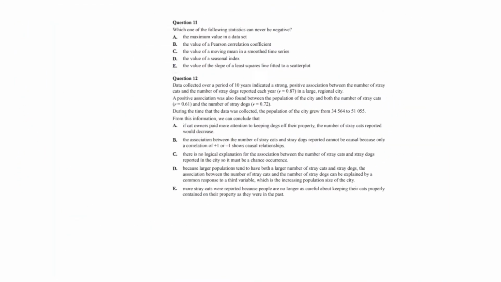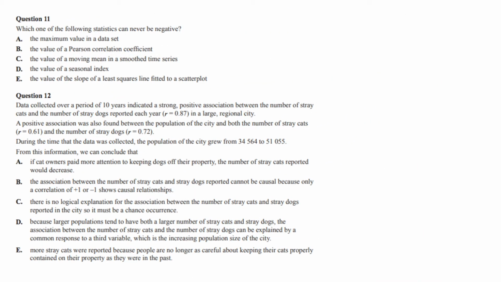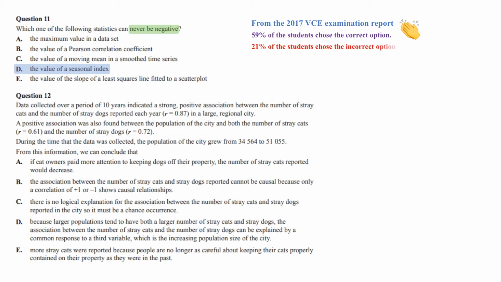In question 11, we are asked to state which one of the following statistics can never be negative. After reading the 5 options, we end up with the correct answer being option D, because the value of a seasonal index can never be negative. From the 2017 VCAA examination report, 59% of the students chose the correct option and 21% of the students chose the incorrect option C.